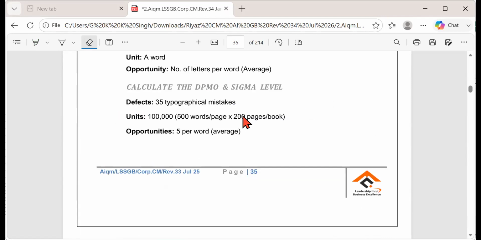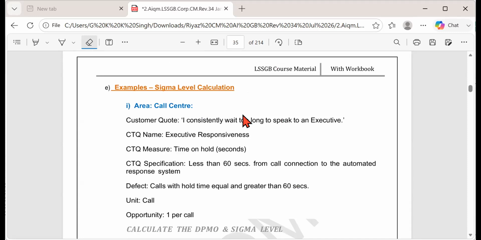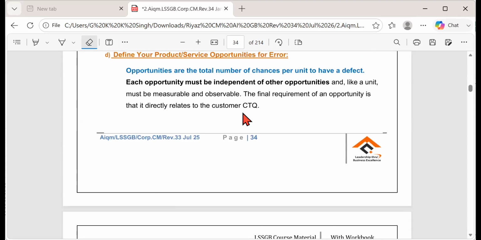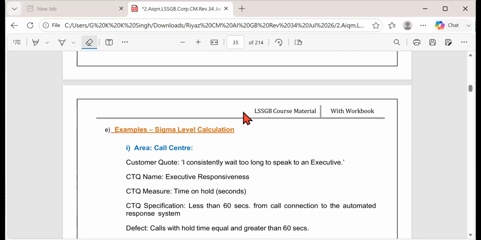So there are two exercises here for calculating sigma level on page 35. So just work on these exercises. If you have any doubt, you can ask. The first example is a call center. What does the customer say? Customer says, I have to wait for a long time to talk to an executive.